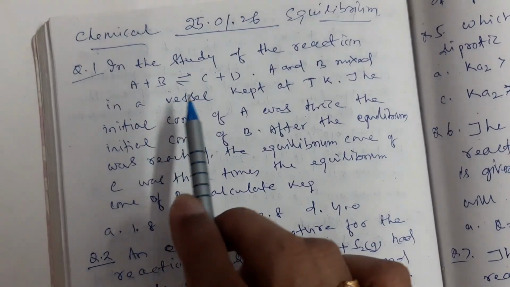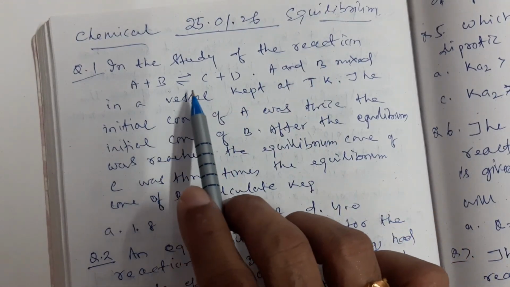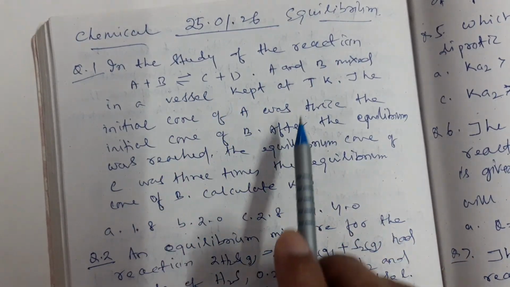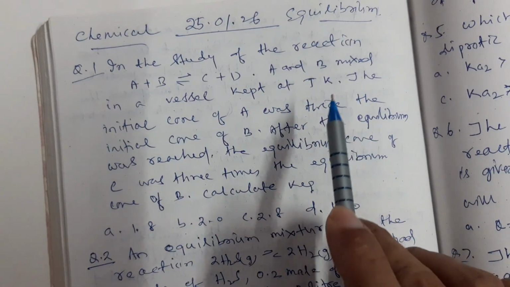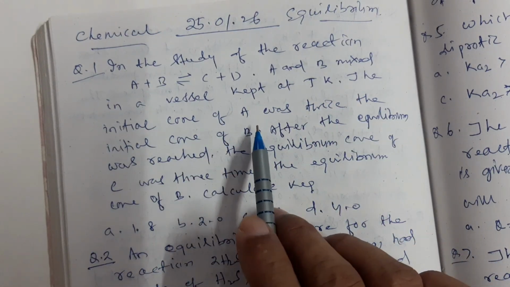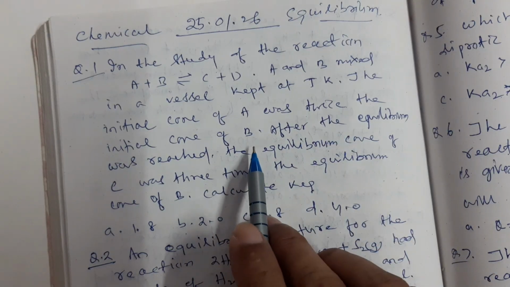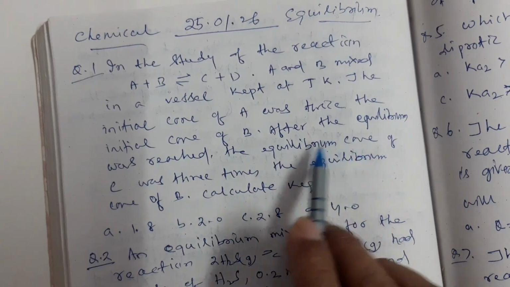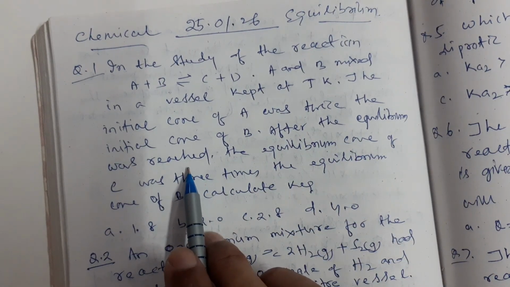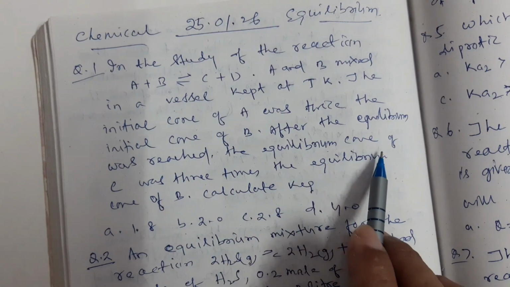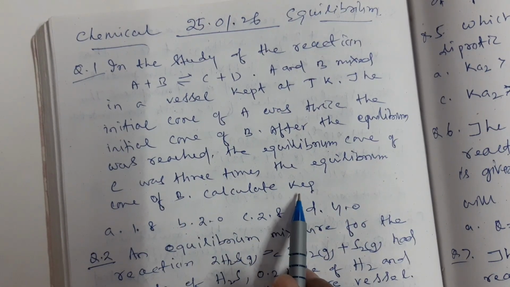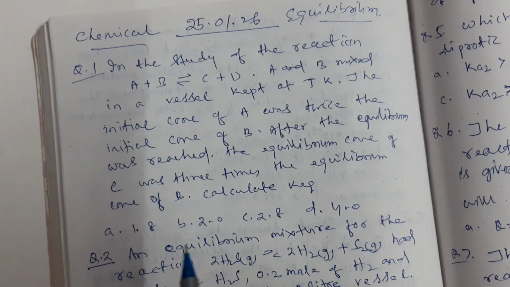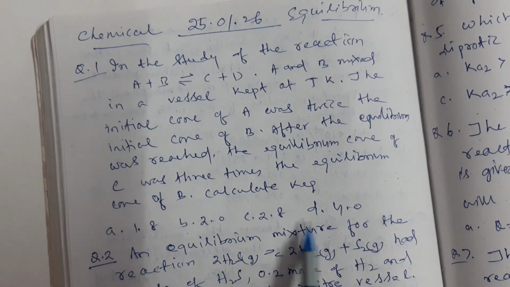First question: in the study of the reaction A + B ⇌ C + D, A and B are mixed in a vessel kept at T Kelvin. The initial concentration of A was twice the initial concentration of B. After equilibrium is reached, the equilibrium concentration of C was 3 times the equilibrium concentration of B. Calculate K equilibrium. These are the options given.